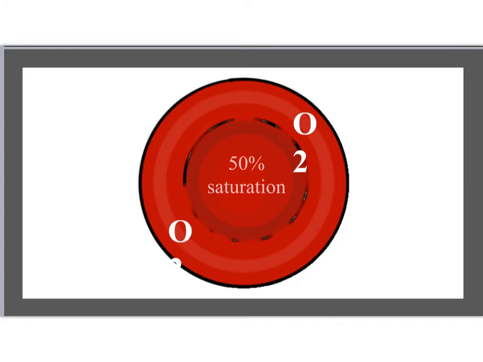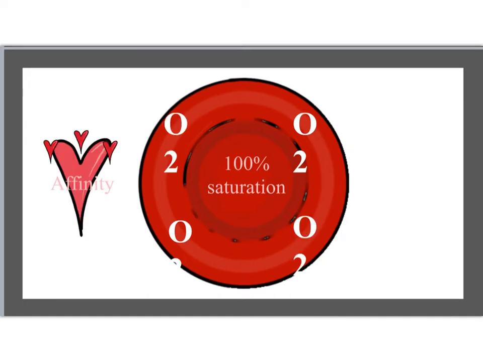This red blood cell has hemoglobin on and it has 2 oxygen molecules. The 2 oxygen molecules are only half of what the red blood cell or hemoglobin can carry, so it is said to be 50% saturated. This red blood cell has 4 oxygen molecules on it, so it's 100% saturated. No more oxygen can go onto the hemoglobin.